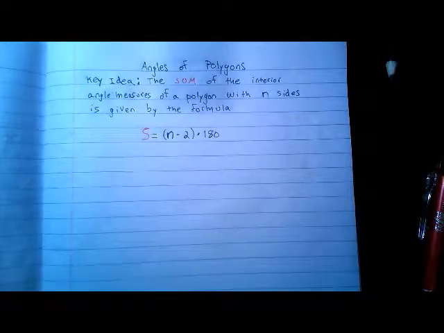Our very final entry for this unit is on angles of polygons. The activities for this one I think are really cool, both the interior angle activity and then the exterior angle activity. First we're going to talk about the interior angles. The sum of the interior angle measures of a polygon with n sides is given by the formula s equals n minus 2 times 180.